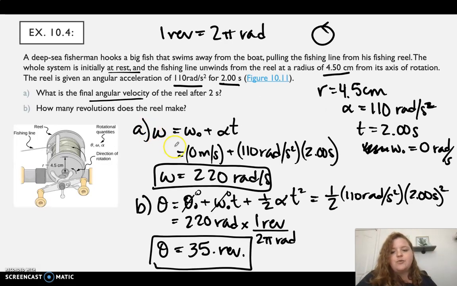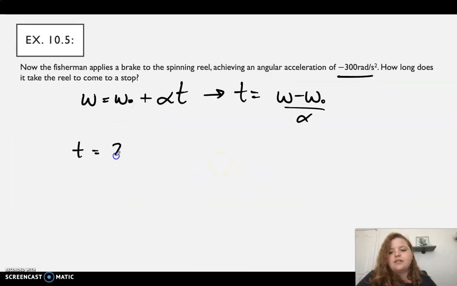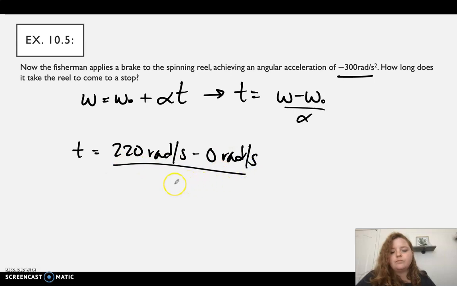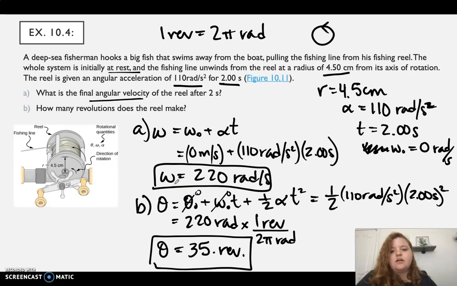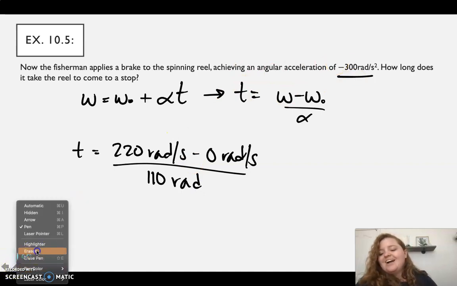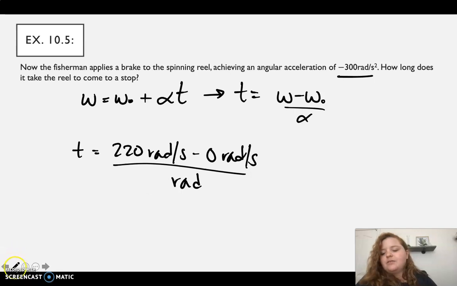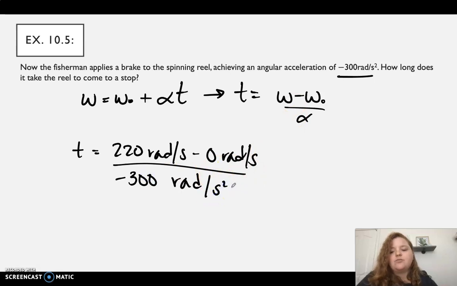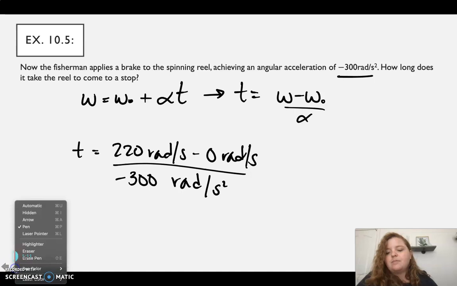So omega we found was 220 radians per second. And our initial omega was 0. And our alpha was given as 110 radians. Oh, whoops, we have a different alpha. Right. Sorry. I was like, this is going to give us a circle, but okay. Our new angular acceleration is minus 300 radians per second squared. I also need to note that we are coming to a stop.